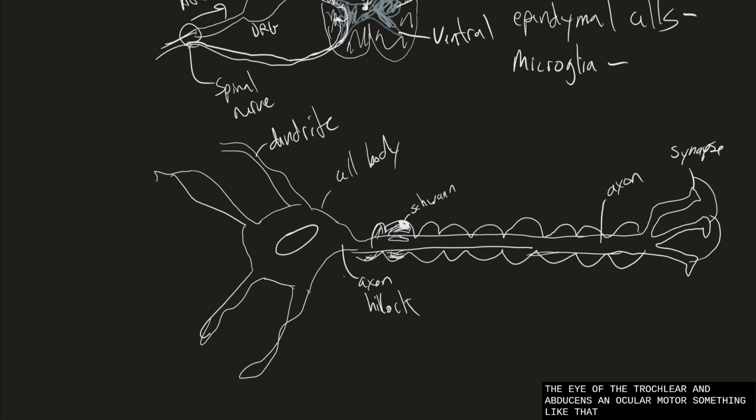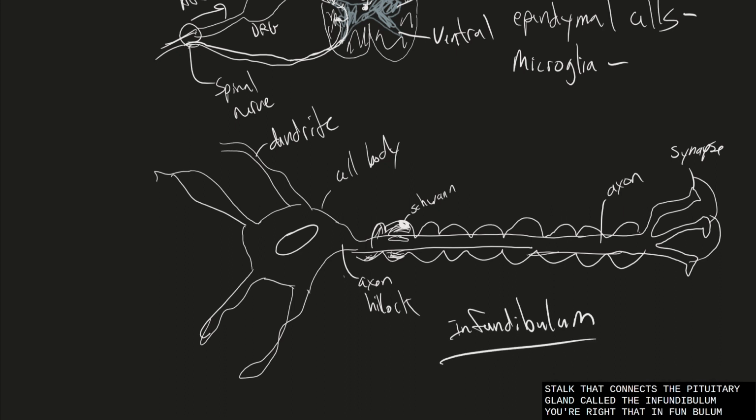And then back to the brain, I forgot to say this. The hypothalamus has this little stalk that connects to the pituitary gland. It's called the infundibulum. Here, I'll write that. Infundibulum. Fun little word. And that one's going to come back again later in the endocrine system. I forgot to mention that one right now.